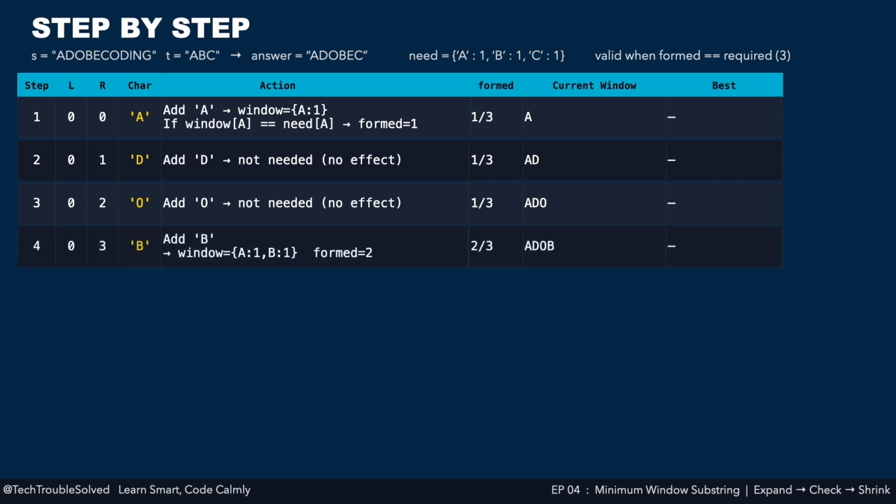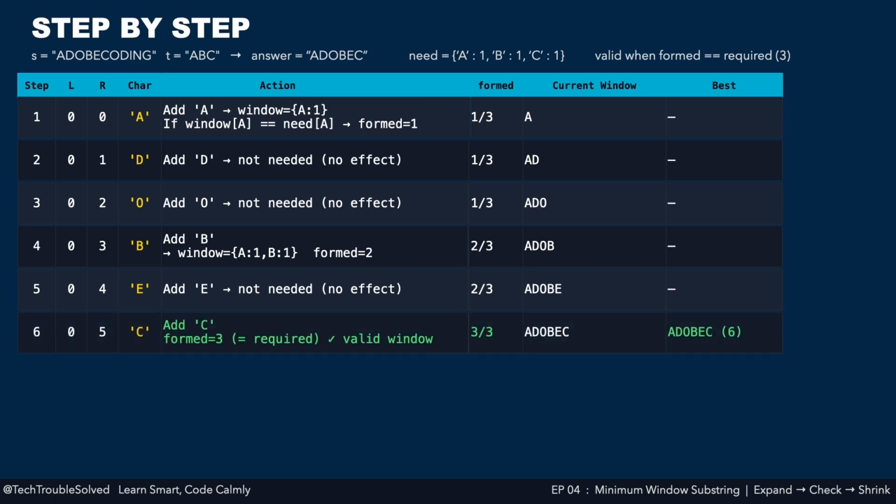Step 4. R is 3. Character is B. Window of B equals 1. Window of B equals need of B. Formed equals 2. 2 down, 1 to go. Still not valid. Step 5. R is 4. Character is E. Not in need. No effect on formed. Still 2 out of 3. Step 6. R is 5. Character is C. Window of C equals 1. Window of C equals need of C. So formed equals 3. Formed equals required.